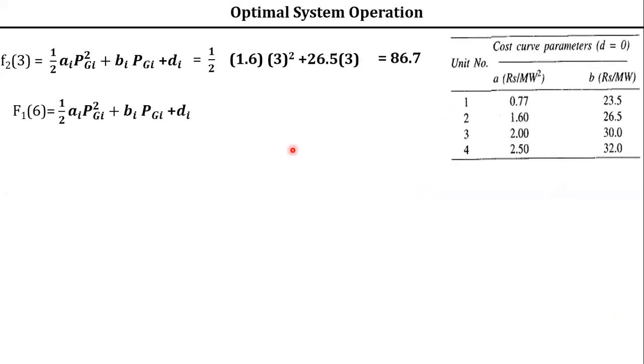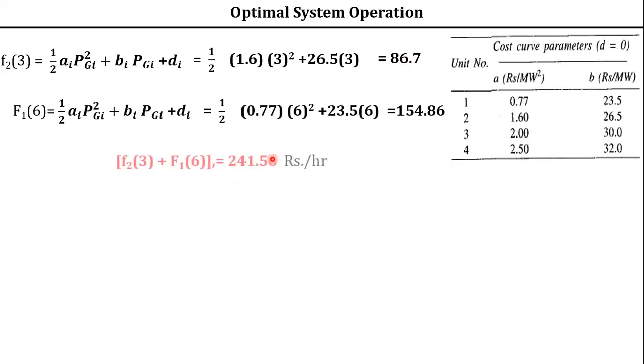So let us see this one. This is for 6 units. This is your fourth combination. This is the value you are going to get, 154.86. Adding these two, the resultant of F2 of 3 plus F1 of 6 is equal to 241.56. This is the fourth combination value.